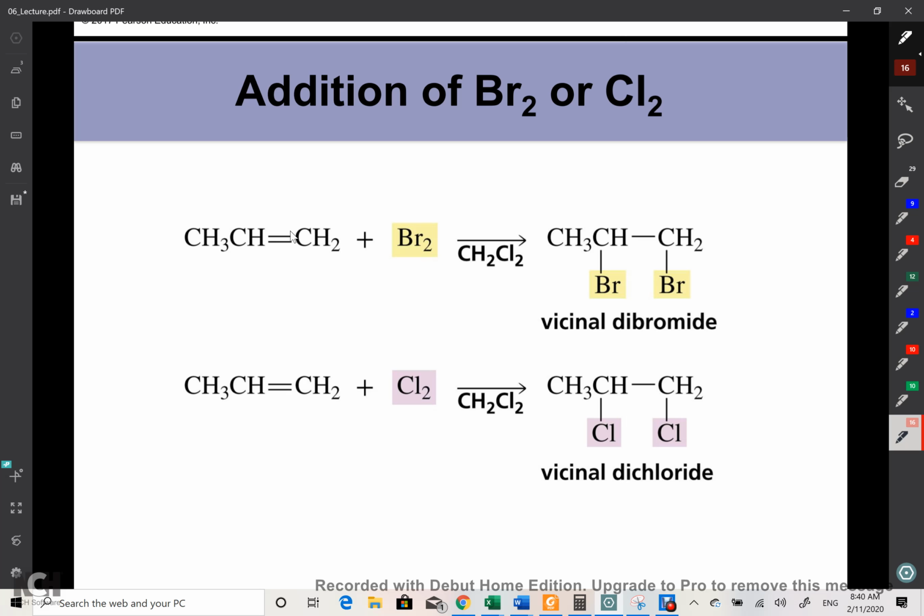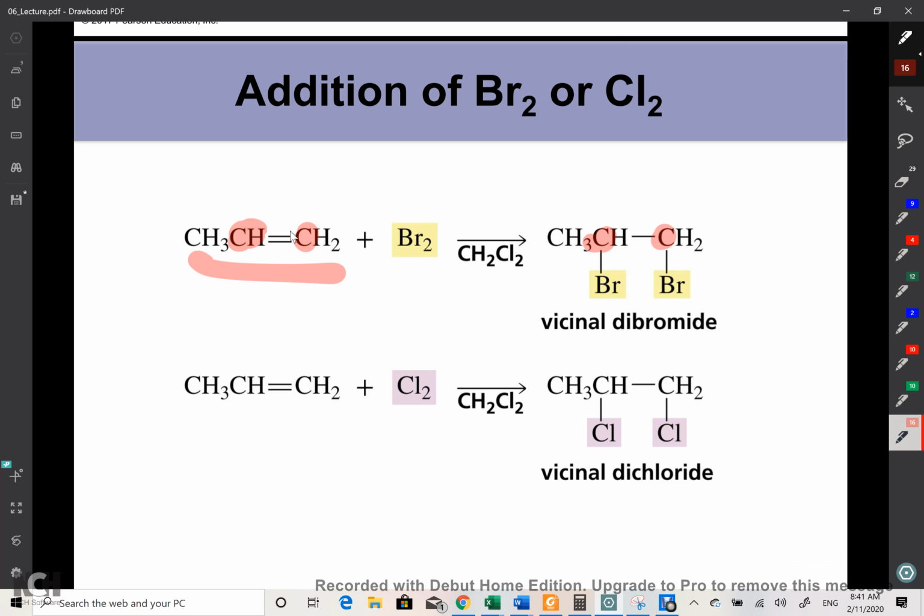Reaction number 4, addition of Br2 and Cl2. If we have our double bond and we decide to add a Br2, a bromine molecule, this is fairly straightforward. Each bromine atom will add onto an sp2 carbon. These are the 2 sp2 carbons of interest. Then I react with Br2, and each of them ends up having the Br.